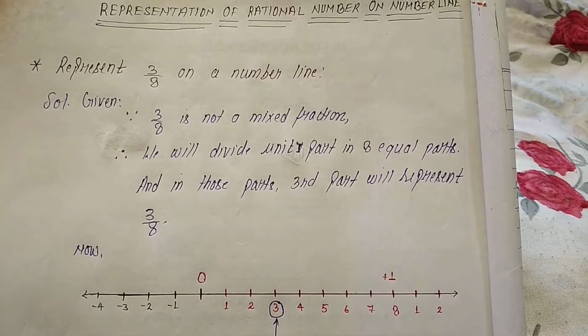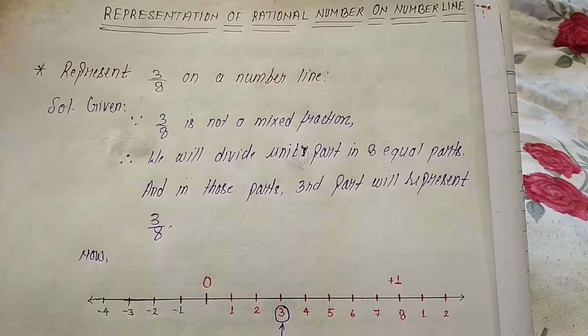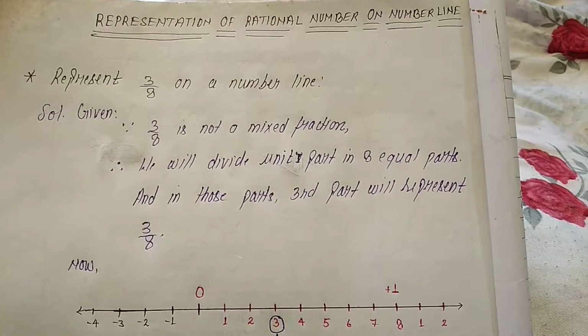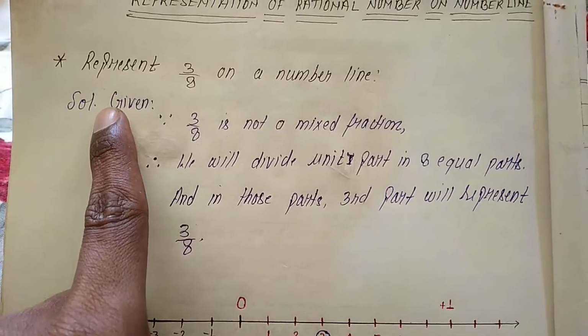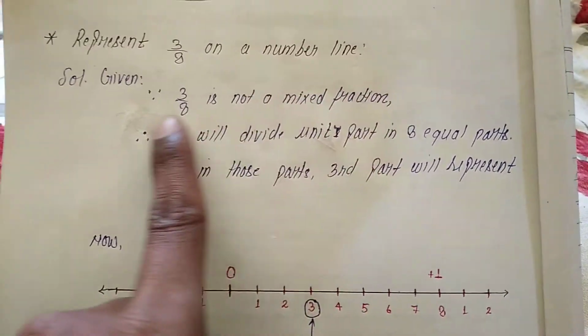Hello student, in this section of the video we will deal with the concept of representation of a rational number on a number line. Now see, represent 3 by 8 on a number line.